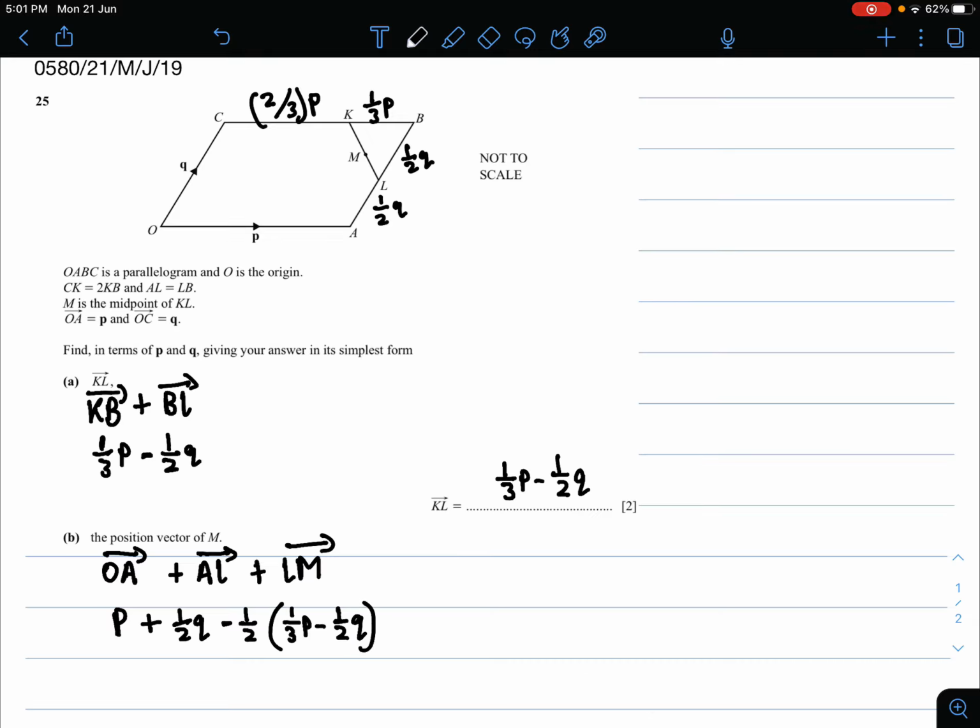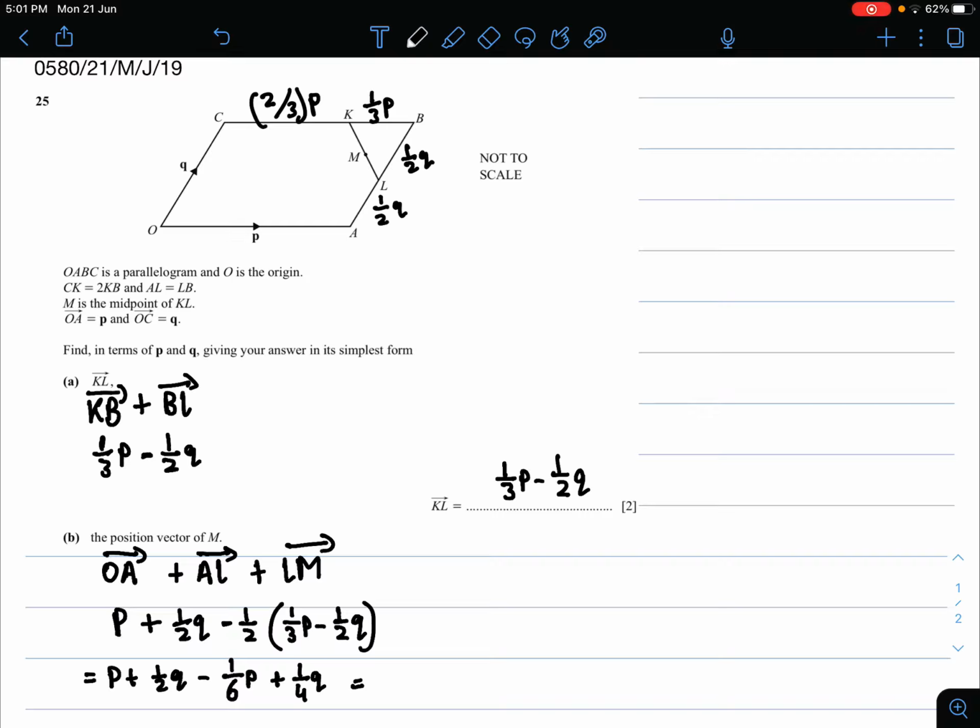So now all we need to do is expand and simplify. So p plus half q minus, so minus half multiplied by 1/3 would be 1/6 because 2 into 3 is 6, and minus half multiplied by minus half would be positive 1/4. So now all you need to do is find the LCM and simplify. So to do that, you have to take common denominators of the common variables. So there are two variables in this case, that are P and Q. So the two terms of P are P and negative 1/6.